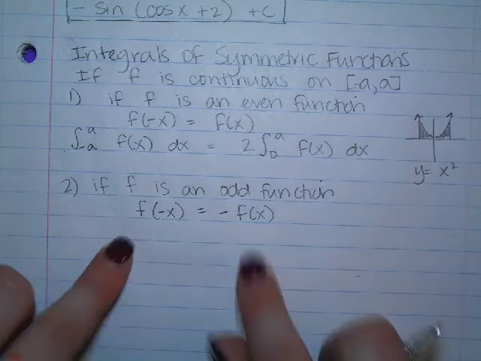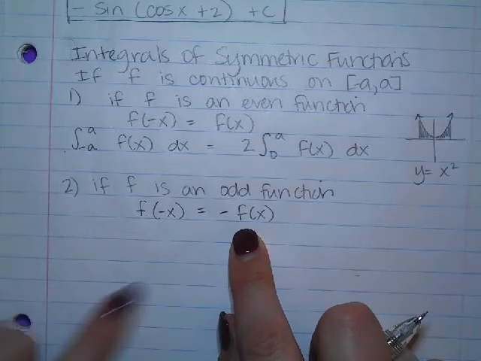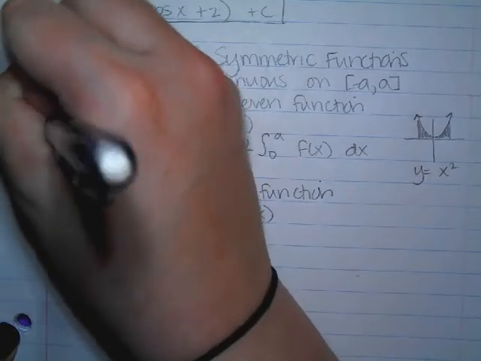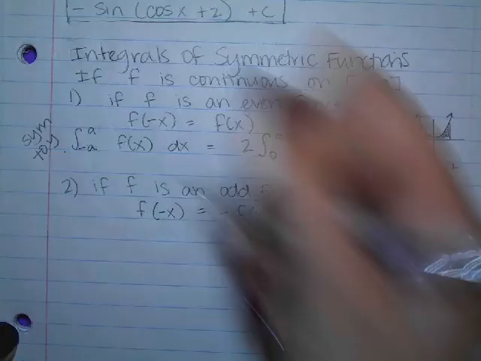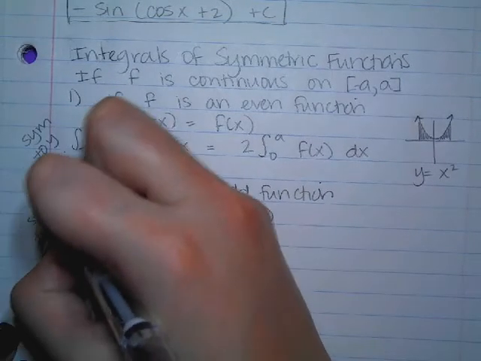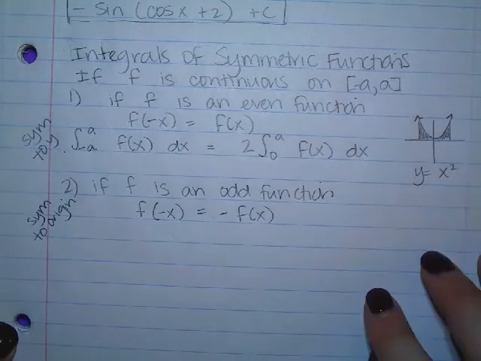All right. So here, and I didn't even write that, but we could write that. We could say this is symmetric to the y, and this one is symmetric to the origin. So it has to give you back the same value, just different sign.